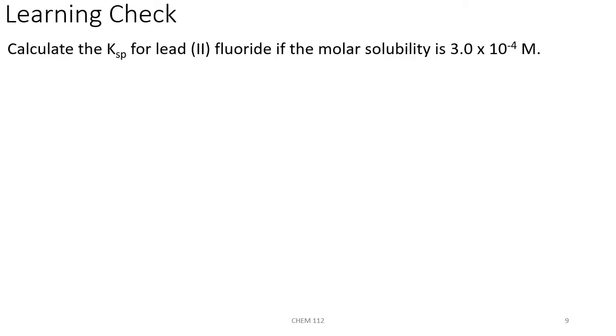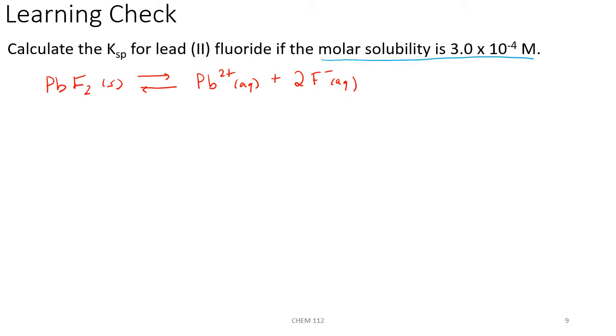Let's try another example. Calculate the KSP for lead 2 fluoride if the molar solubility is 3.0 times 10 to the negative 4th moles per liter. Starting off, we're going to write our chemical formula for lead 2 fluoride. That'll be PbF2, and that's our solid substance. That's going to dissociate to a small extent into lead 2 plus ions that are aqueous, and we'll get 2 moles of fluoride anions. Whenever a molar solubility is reported, that molar solubility is for the solid, so that value is for the lead 2 fluoride.